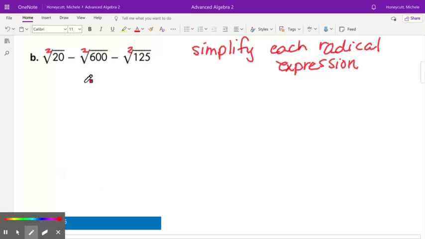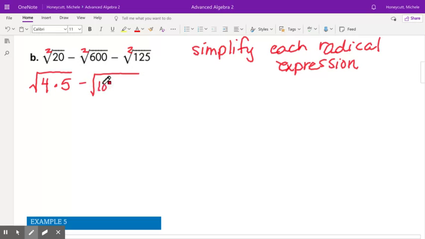So let's see, I'm looking for a perfect square that goes into 20. I know 4 goes into 20 five times, so I can write that as 4 times 5, minus, I know 100 goes into 600, so 100 times 6, minus the square root. 25 goes into 125. I think 5 times, just double checking. Yes.